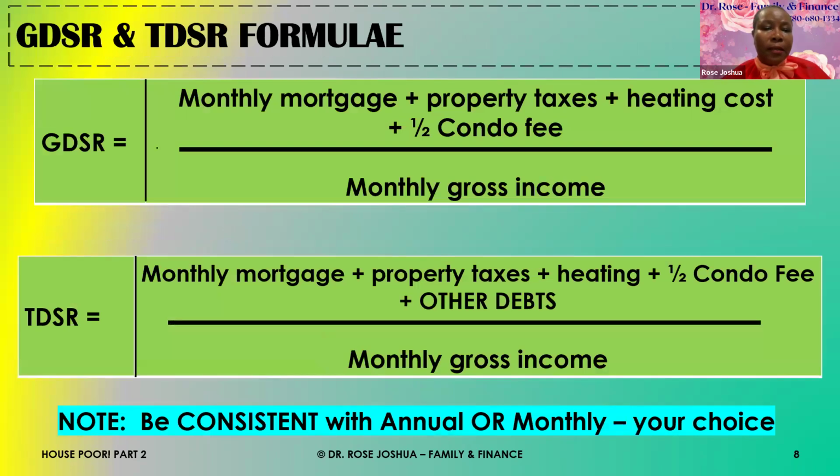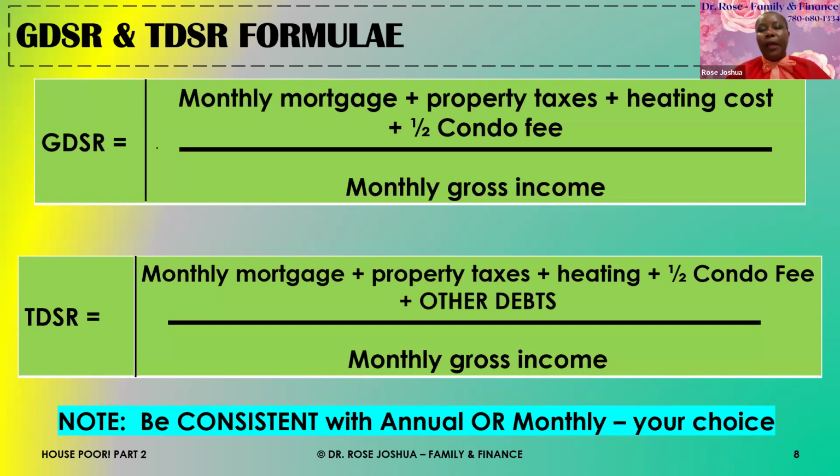So now the GDSR, TDSR formula. Again, if you have not reviewed video number 1, go back and look at it. So the formula for GDSR is monthly mortgage, which is your principal and interest, monthly P&I, plus your property taxes, plus your heating, plus half condo fee, all of that divided by the monthly gross income. For the TDSR, all the numbers, including, in addition, other debts, divided by the monthly gross income. You can do monthly, you can do annual, but just be consistent, it comes to exactly the same number.